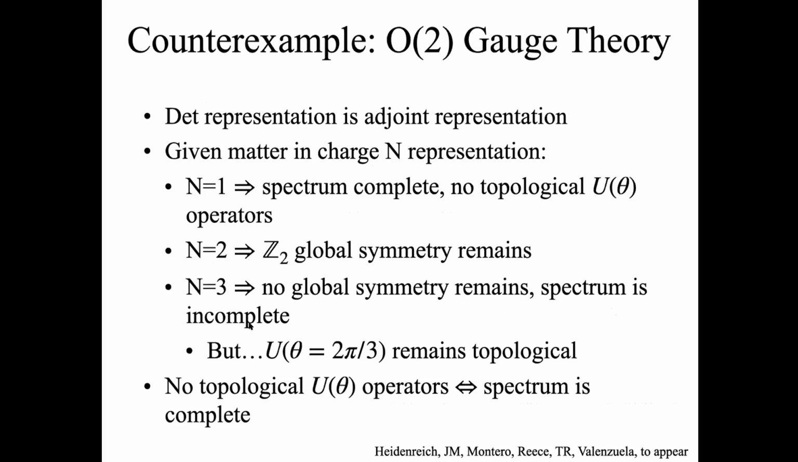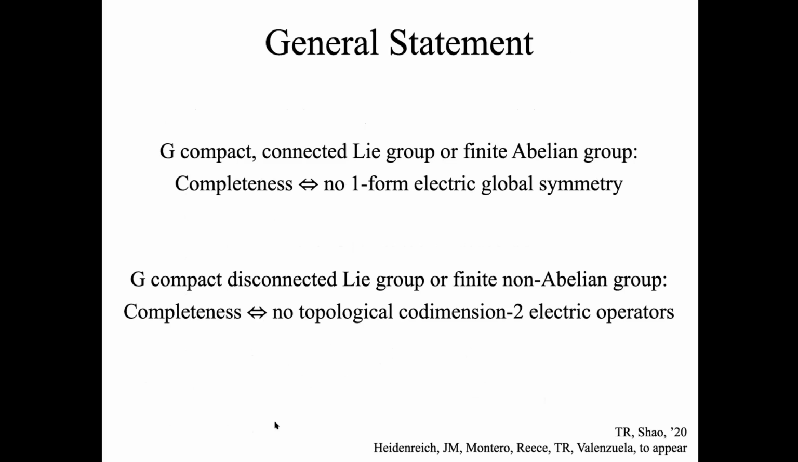However, the spectrum is incomplete, and there is this more general topological surface. So this is an example of a topological surface which is not invertible. It does not generate a global symmetry, and yet it remains topological even in the presence of charge 3 matter. So more generally, the statement is that there will be these topological surfaces if and only if the spectrum is incomplete. And this is pointing us to a more general statement, which Hiroshi was asking for.